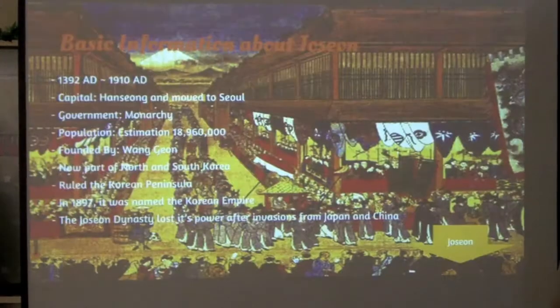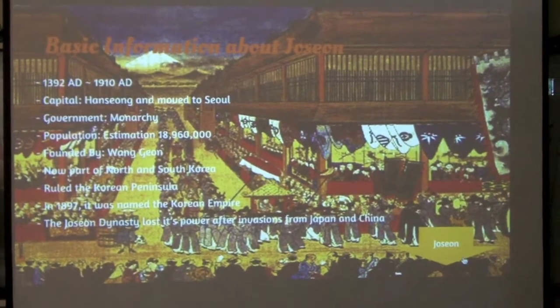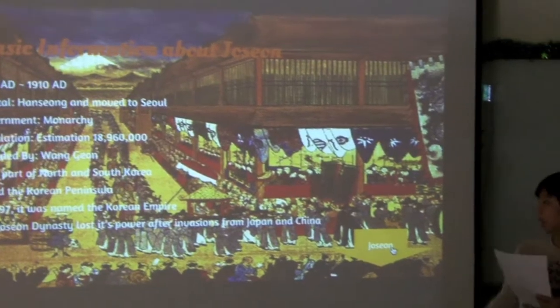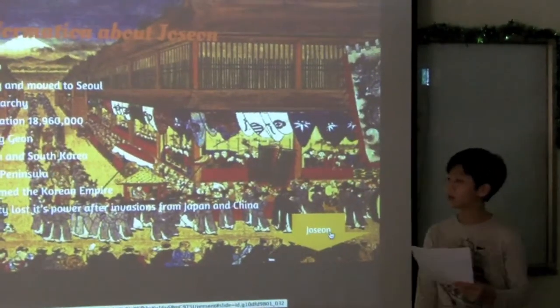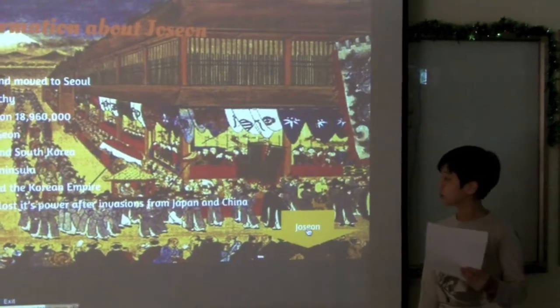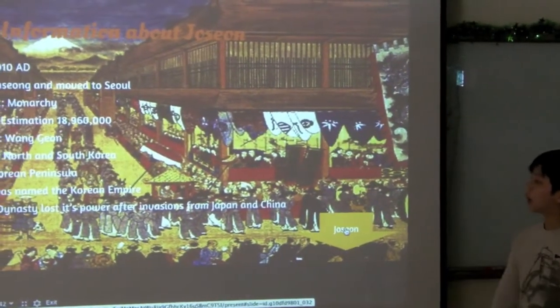So Joseon, the basic information about Joseon, it was the time when the society became very complex, and then it was started from one gun, and then more inventions came in, like glasses, like science information, and then it was found by one gun.